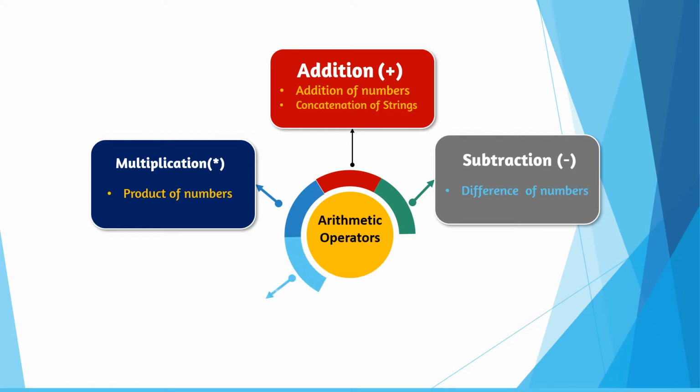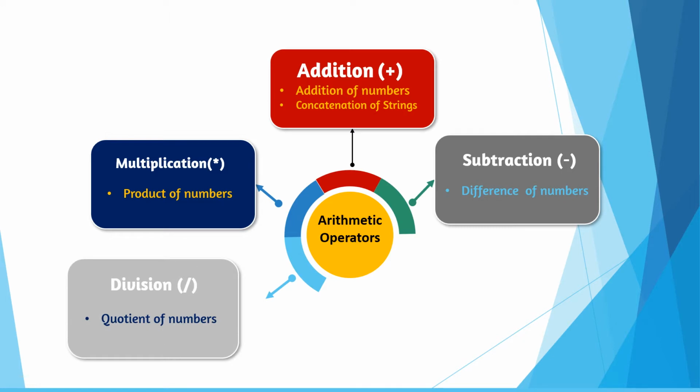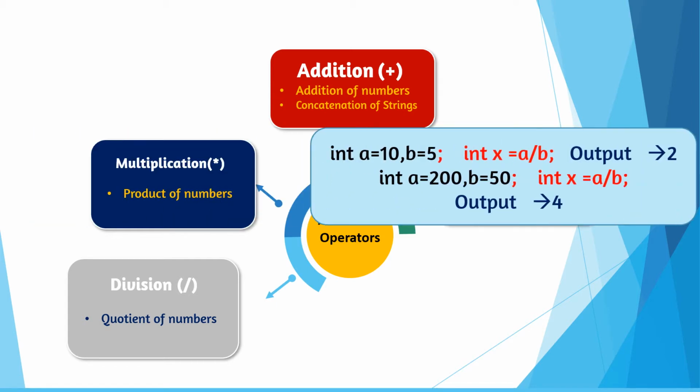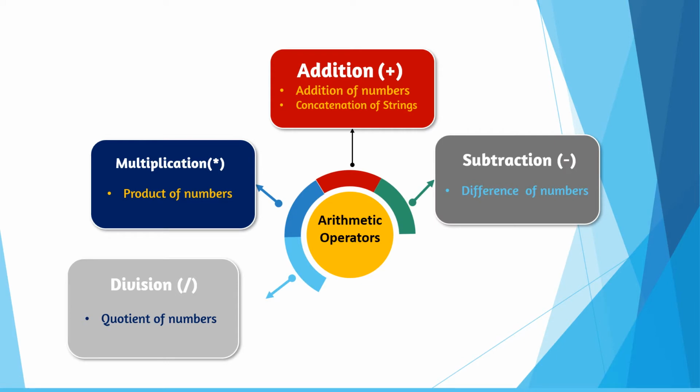And the next arithmetic operator is division. That means the slash line. The slash sign will give you the quotient of numbers. If we are dividing, the quotient will come as the answer. Here A is 10 and B is 5. X is equal to A by B. Output will be 10 divided by 5. That means answer will be 2. And int A is 200 and B is 50. 200 divided by 50. Quotient is 4. So 4 will be the answer. So slash sign will give you the quotient of the numbers.